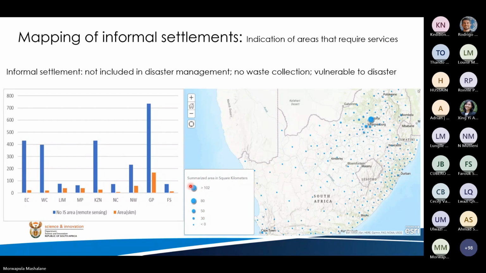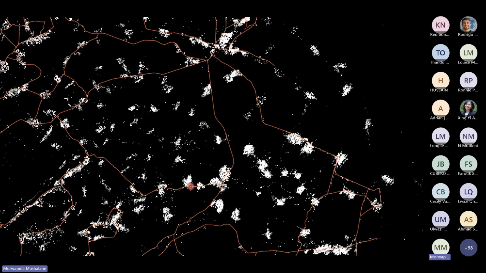So using remote sensing, we monitor this and then we map them in terms of area, how big a particular informal settlement or slum is. And also we can go to the extent of providing the number of individual structures there, and we can even estimate the population, the number of people in that particular informal settlement.